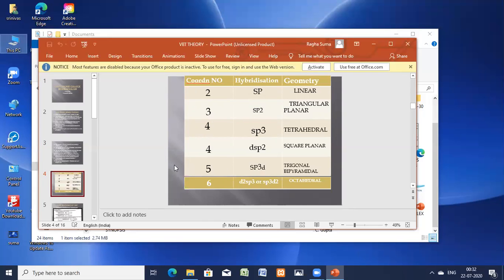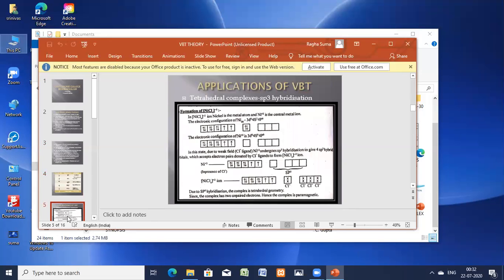Now we'll see the applications of the valence bond theory for the tetrahedral complex. I have picked this up from the academy and followed the OP Agarwal Academy series. Here we'll see the formation of the nickel tetrachloride complex. It is an anionic complex. Why? The charge is -2. Now we'll see the tetrahedral complex.